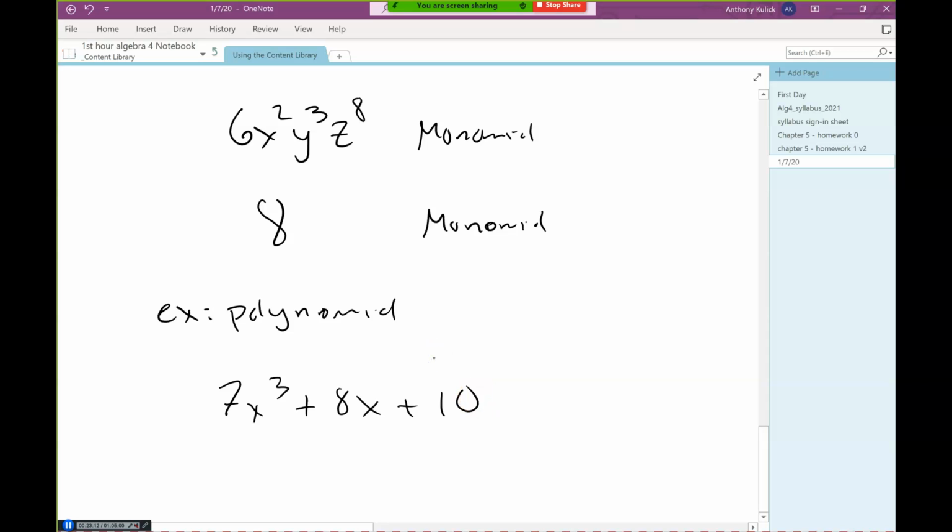So something like this is a polynomial because that piece is a monomial, that piece is a monomial, and that piece is a monomial. So the whole thing has to be a polynomial because it's just a bunch of monomials added or subtracted together.